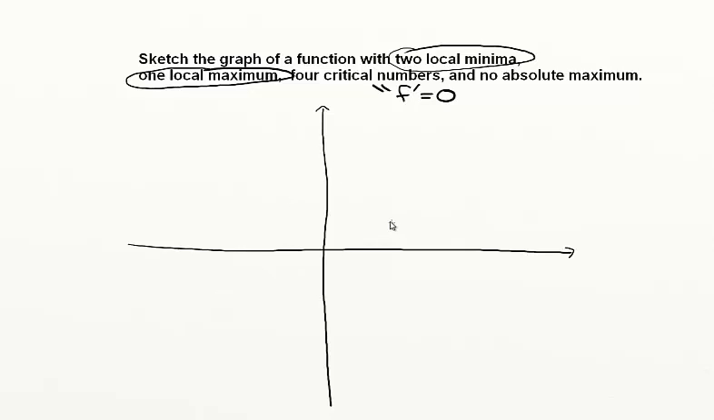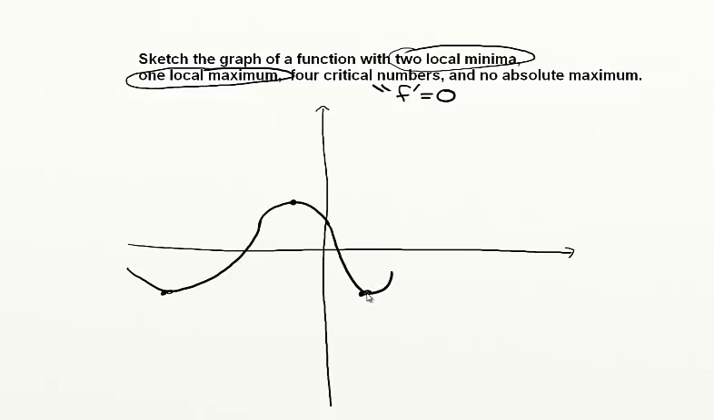So let's maybe just place those on our graph. So let's say we have a local maximum here, right there. We can have a local minimum right here, and we'll just go ahead and connect that, and we could have a local minimum down here as well. Alright, so now we've got our 2 local minima, our 1 local maximum, and we have 3 of our critical numbers. So we're going to need to do a 4th one.